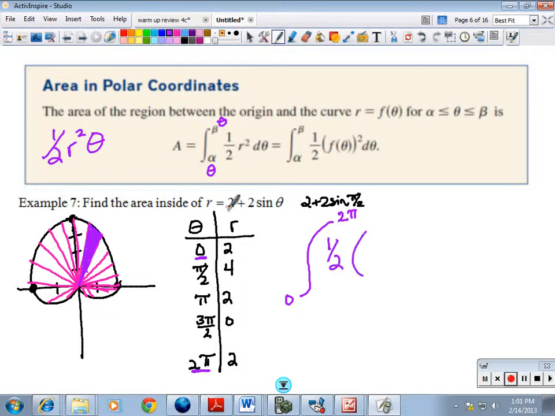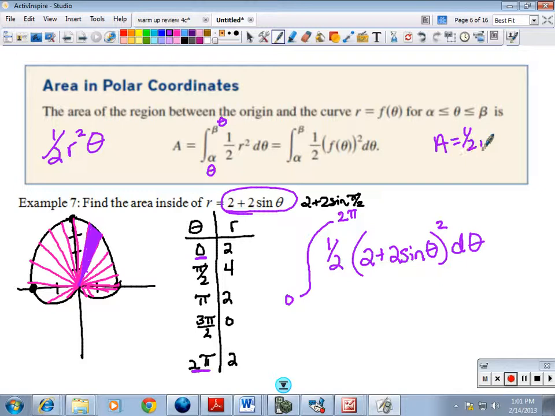Of 1/2 r, my r is my radius, squared d theta. So if you remember the area of a sector formula from pre-calculus is A equals 1/2 r squared theta. That's how you can remember the area of a polar curve. And I just stick this directly into my calculator, and it's just 18.8496.